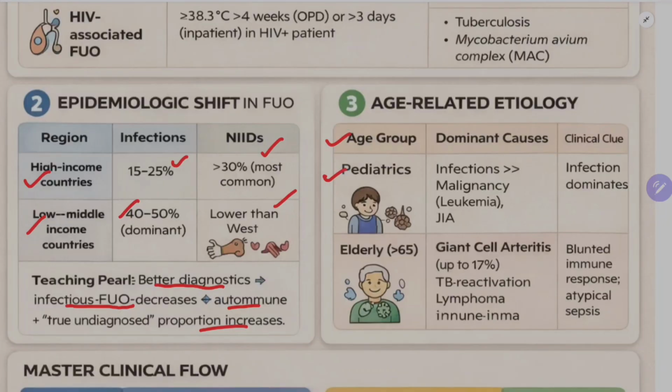Age group in pediatrics, infections are far more common than malignancy like leukemia or NIAIDs like juvenile idiopathic arthritis. Infection dominates. In elderly, you can take it as more than 50, giant cell arthritis, tuberculosis reactivation, lymphoma. And one thing to remember is blunted immune response. So they will have fever but without leukocytosis, or they will not have any fever but they will have sepsis. Okay.